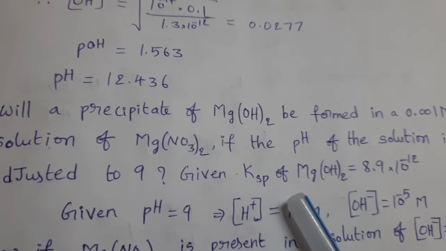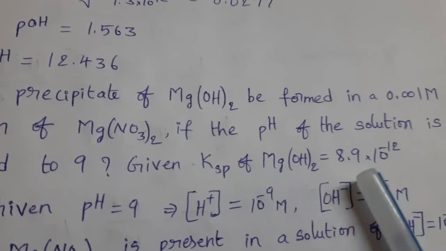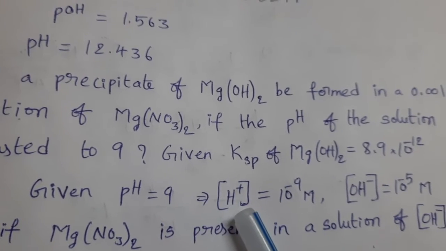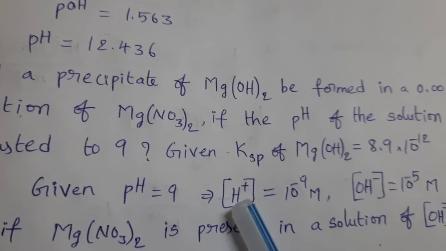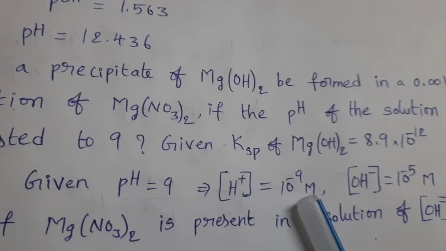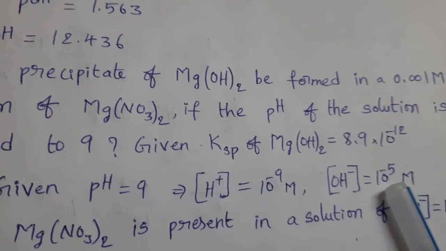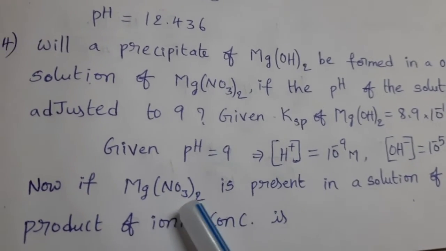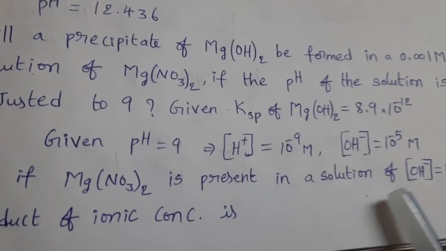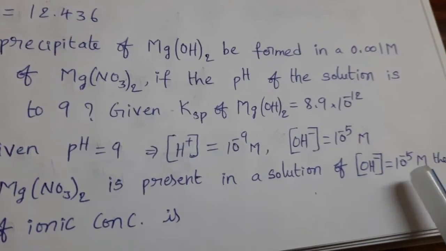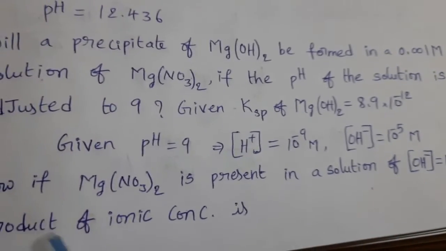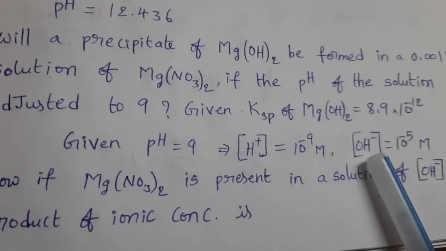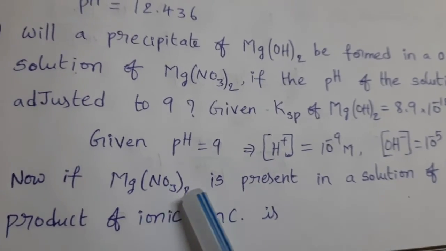So given the KSP of MgOH twice, 8.9 into 10 power minus 12. Given pH 9, from that the H plus ion concentration, how much? 10 power minus 9 molar. So the OH minus ion concentration is 10 power minus 5 molar. Now, if MgNO3 twice is present in a solution with OH minus ion 10 power minus 5 molar, then the product of ionic concentration is, now this OH minus ion concentration is present in this solution.